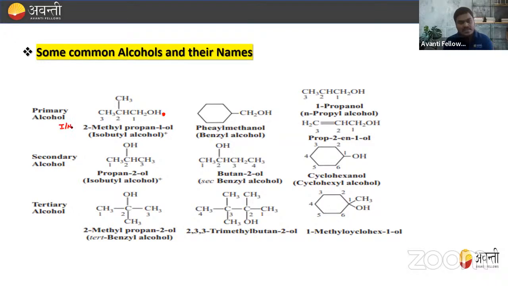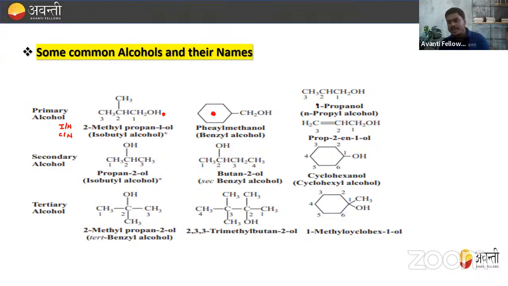So what is the IUPAC naming of this? 2-methylpropanol. What is the common name? We can also say isobutyl alcohol. So always remember this, we can call it isobutyl alcohol. Similarly, this is known as benzyl alcohol. So their common name is benzyl alcohol. Always remember this. This is called benzyl alcohol.